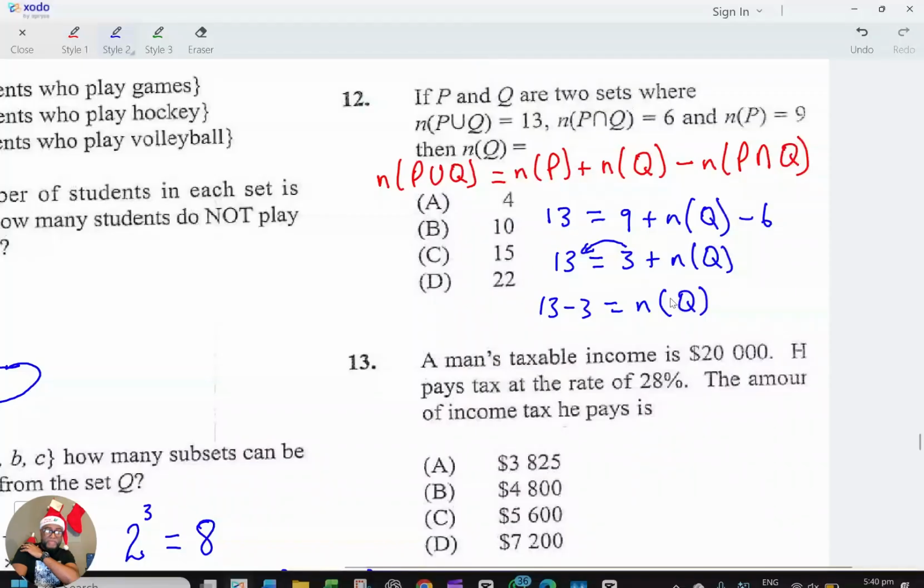Algebra is being used here, right? 13 minus 3 would give me 10. 10 is equal to the number of elements in Q. That will be B.